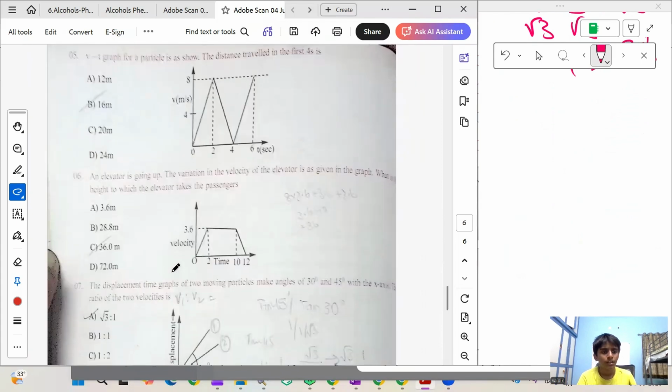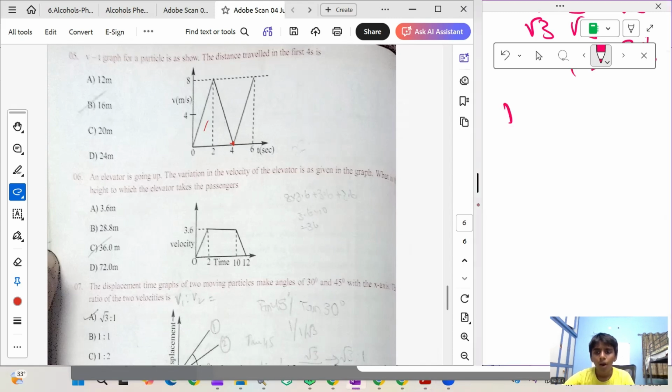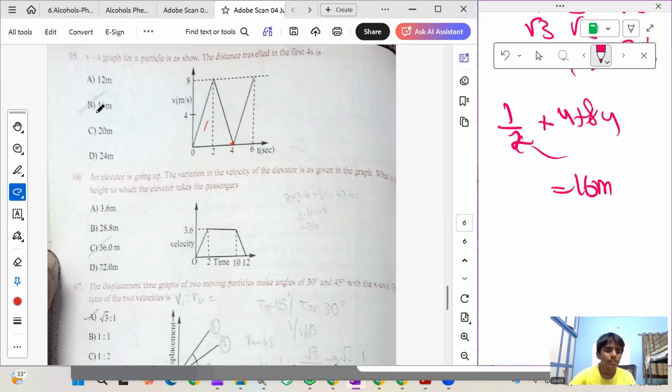Fifth question. Velocity time graph for a particle is shown. The distance traveled in the first 4 seconds. The distance traveled means area of the velocity time graph. First 4 seconds means the area of this triangle. Half into 4 into height 8. 16 meters is the distance traveled in the first 4 seconds.